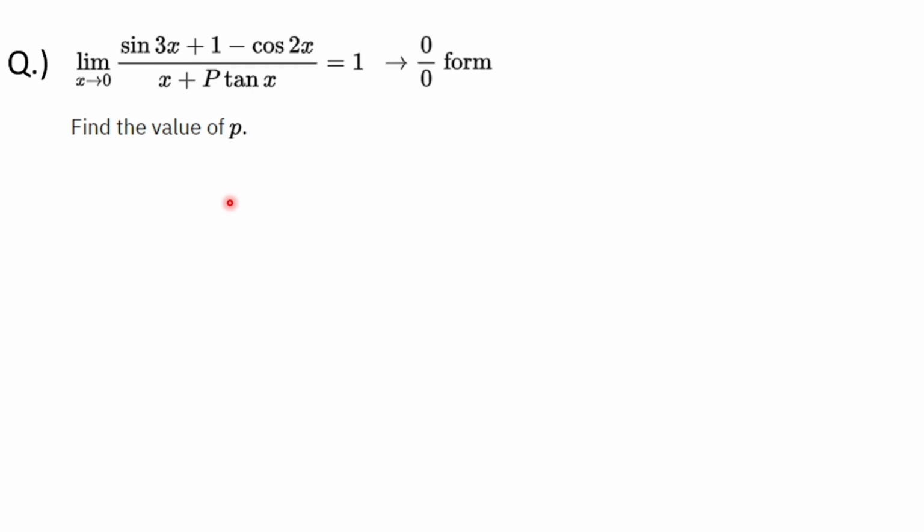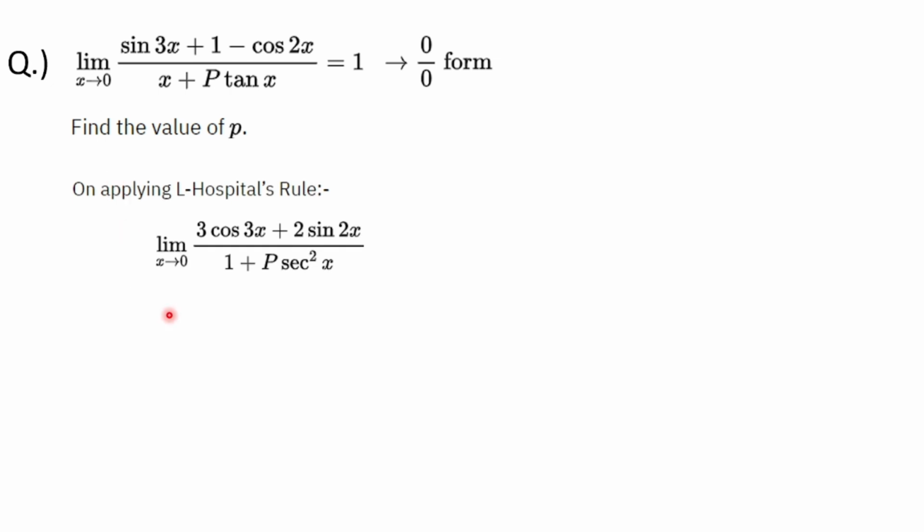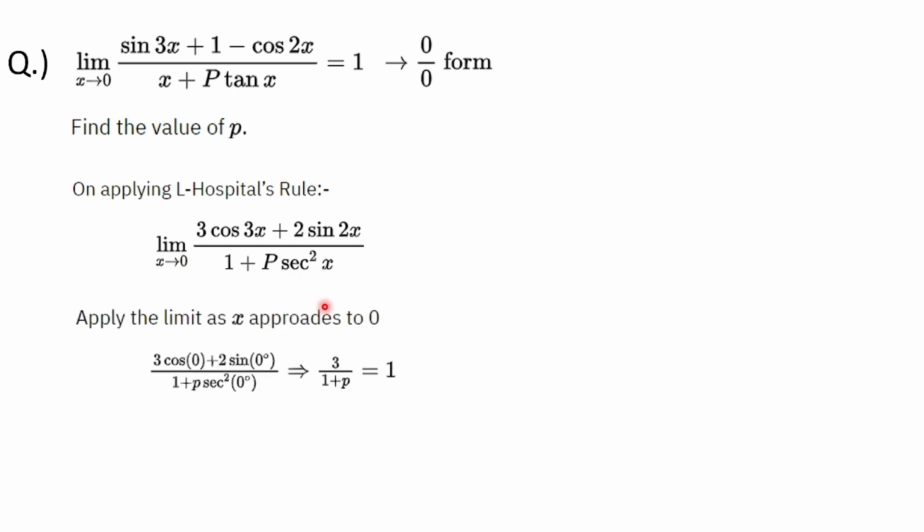Since this is in the 0 by 0 form, we will now apply the L'Hospital's rule. On applying the L'Hospital's rule, we get limit x tends to 0, 3 cos 3x plus 2 sin 2x divided by 1 plus p secant squared x. Now, on applying the value 0, we get 3 plus 2 multiplied by 0 divided by 1 plus p into 1, which is 3 by 1 plus p, which is equal to 2. We get the value of p as 2. This is the solution of the problem, and let us look at the next question.